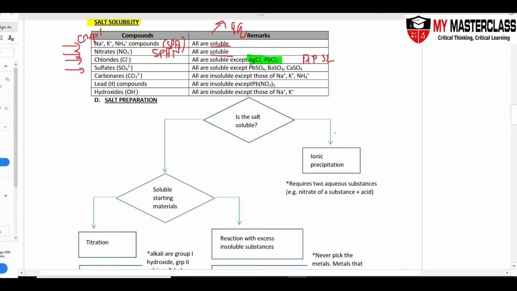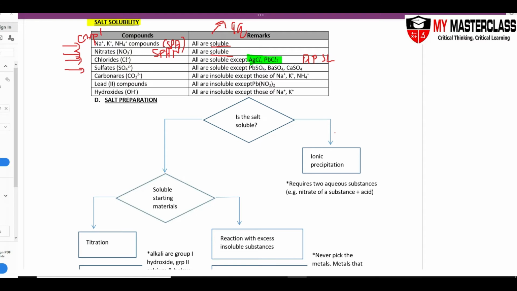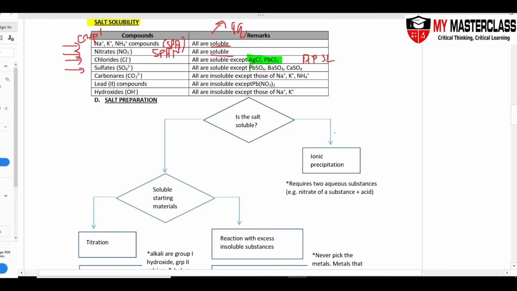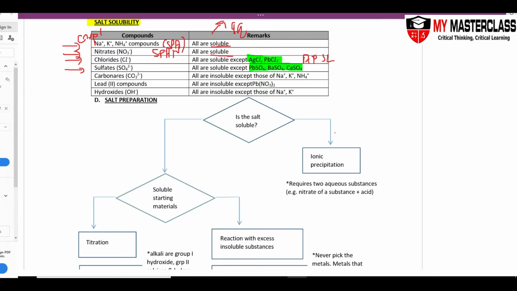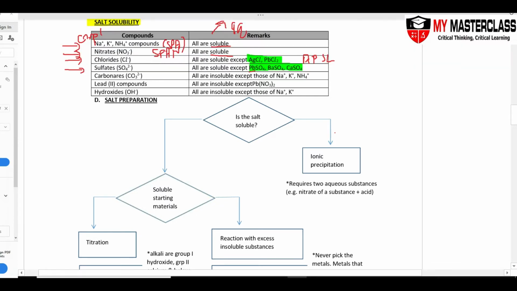Okay, sulfates. The sulfates come from your sulfuric acid, and same thing, all are soluble except the lead, barium, calcium. Okay, we remember it as peanut butter cat, or find other ways to help you remember it easily. So peanut butter cat sulfates are insoluble. Okay, when they are insoluble, these 5 that's highlighted in green, we always write solid.